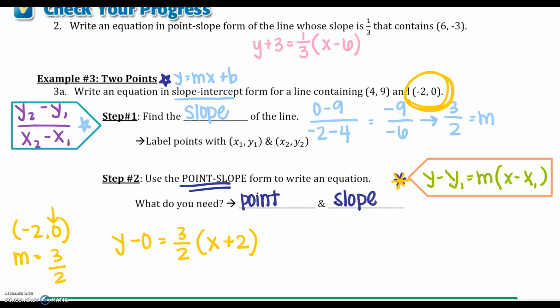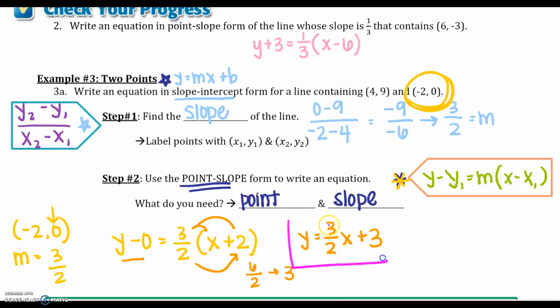All right, so this cancels, so it would be y equals, and then you're going to distribute your slope, 3/2 x plus, and this would be 6 over 2, which reduces to 3. So notice, once I simplified, I actually get back to my slope-intercept form. You may have done before, used your slope and a point.